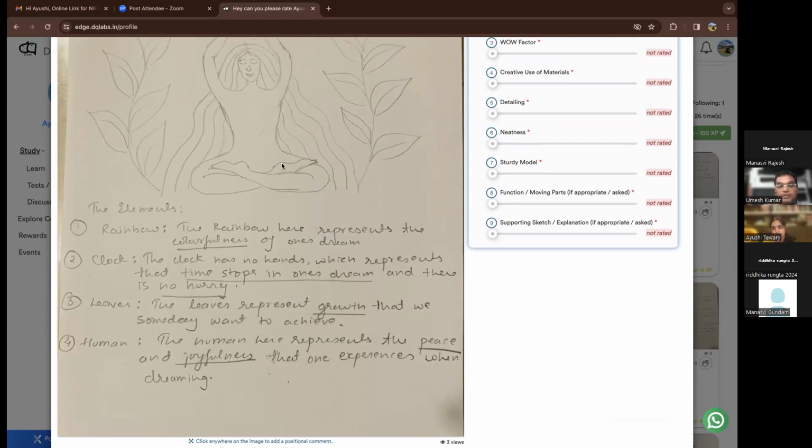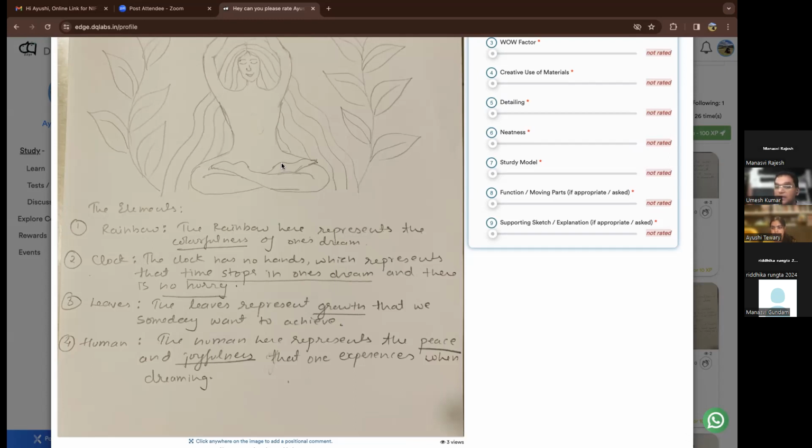The human here represents the peace and joyfulness that one experiences when dreaming. Okay, so that is only one aspect of dreaming. A dream can be very scary as well, right? So you could probably embrace the entirety of the experience, not just the joyfulness or peace. That's number one.